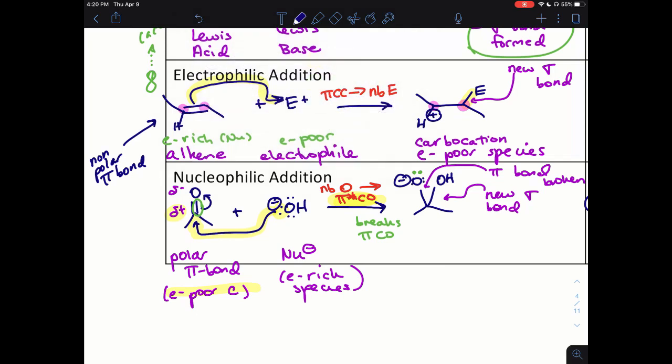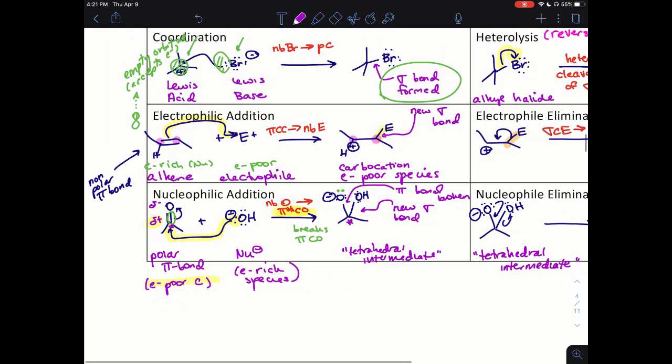So we've gone from this trigonal planar starting material to what you will see next semester is called a tetrahedral intermediate. This carbon that was the carbonyl carbon is sp3 hybridized, is tetrahedral. So I'll just go ahead and name that for you right now. But we can see the pi CO bond is broken. It's gone now. And then we have a new sigma bond formed.